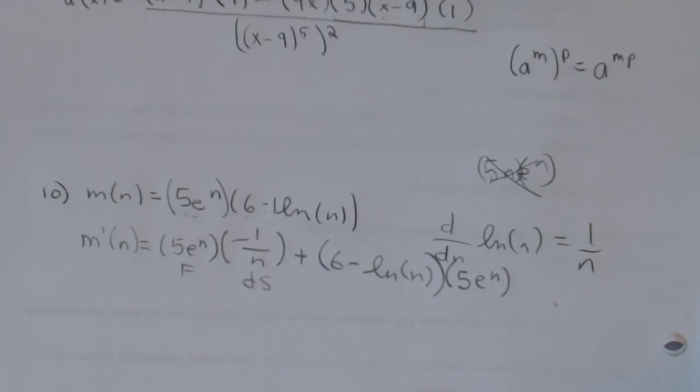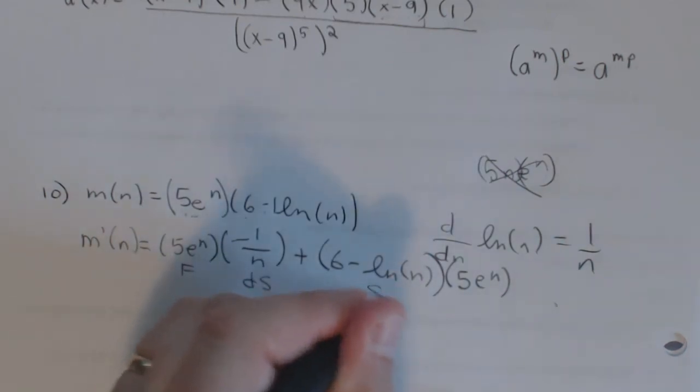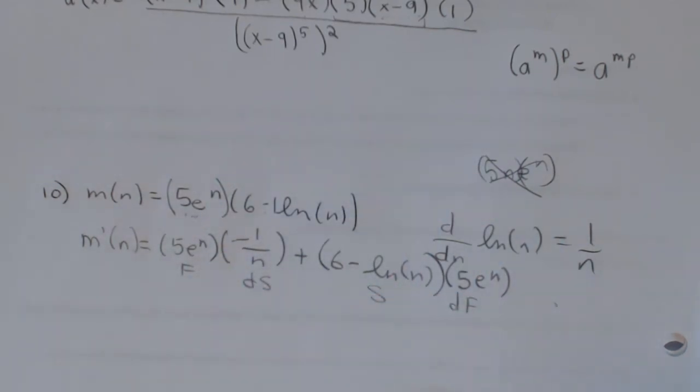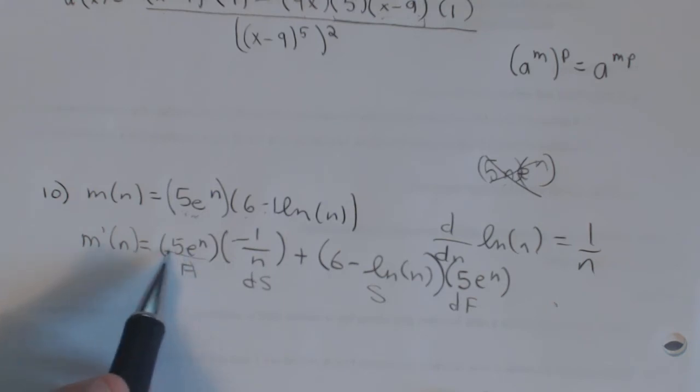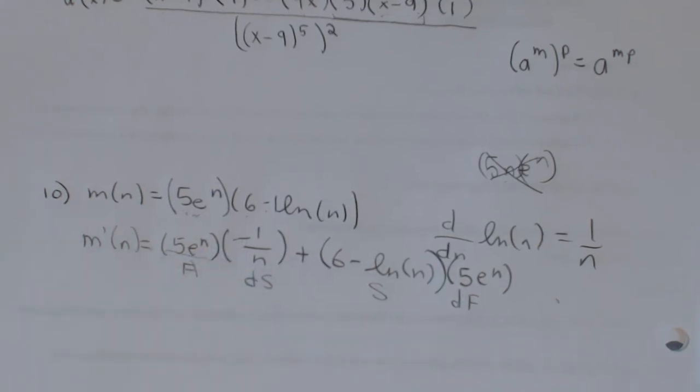And again, I would leave it just like that. There's no need to simplify. You can leave it like that. Now, this is not too tough. If you wanted to make that negative 5e to the n over n, that's fine, but we don't want to multiply this in or anything like that. Just leave it unsimplified. Okay, go ahead and learn how to do it that way.